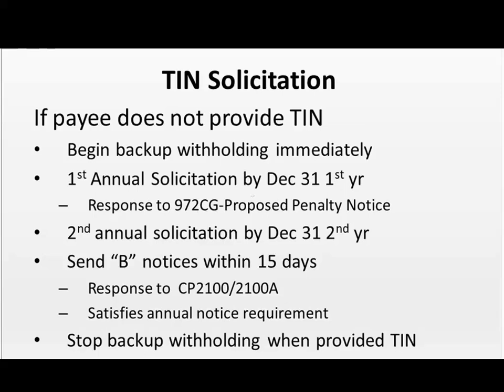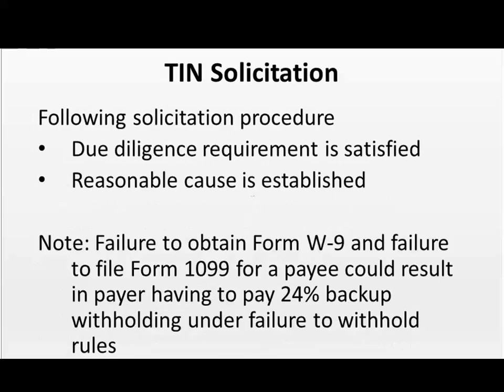You might get a B notice if you were not provided with a TIN and you filed a 1099 without a TIN on it; you may get a 2100 or 2100A. Following the solicitation procedure, the due diligence requirement is satisfied. You've established reasonable cause for not having the correct name and tax ID combination.